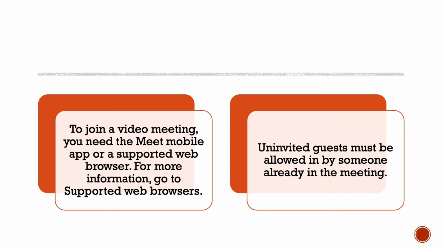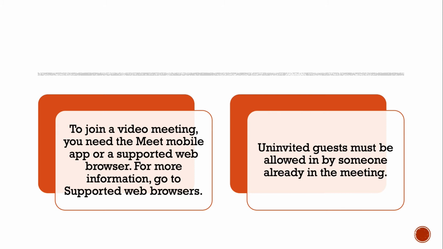If you weren't invited, like if I sent you an invite through my calendar or email, and then you invited somebody else, like you forwarded it, they can click on that link and it will pop up and ask if I want to allow you in. And anybody who's already in the meeting can allow that person in.